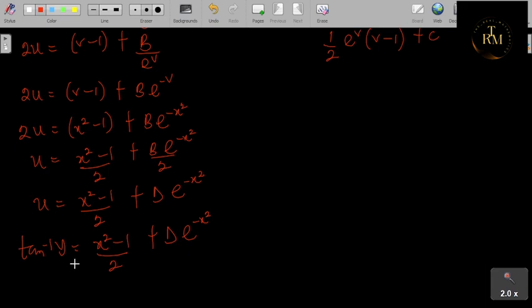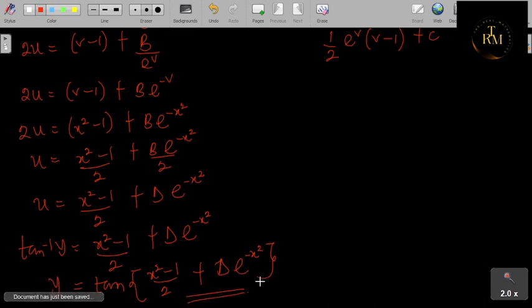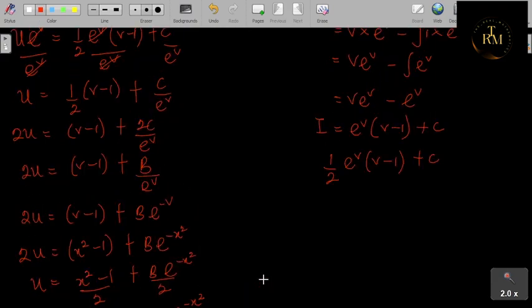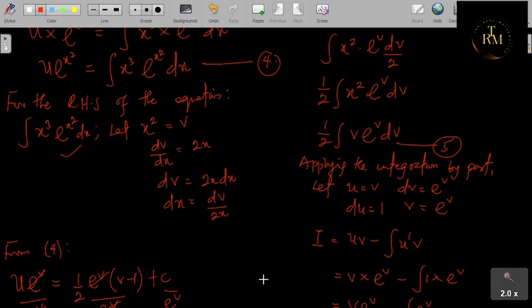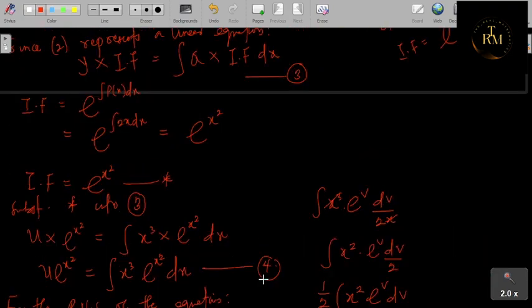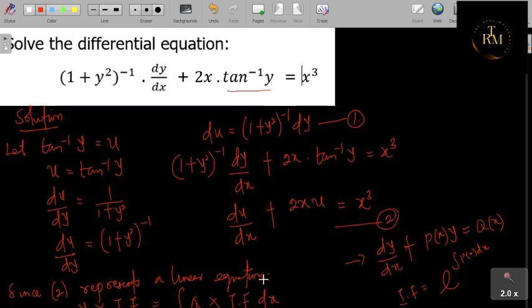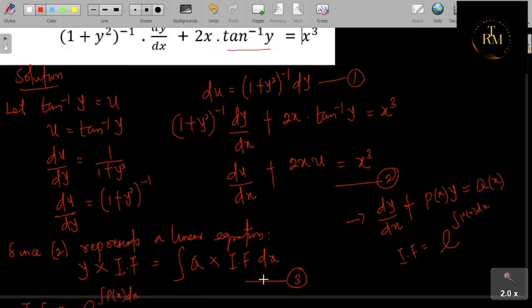So at the end of the day, I'm going to take my tan inverse to the other side. That's the tan here. So I have y equals tan into bracket x squared minus 1 over 2 plus d exponential minus x squared. So this represents the solution to the problem. On the long run, it has been a very lengthy one, and you probably need to take it step by step and follow it through, at least from the beginning, and see how it works.